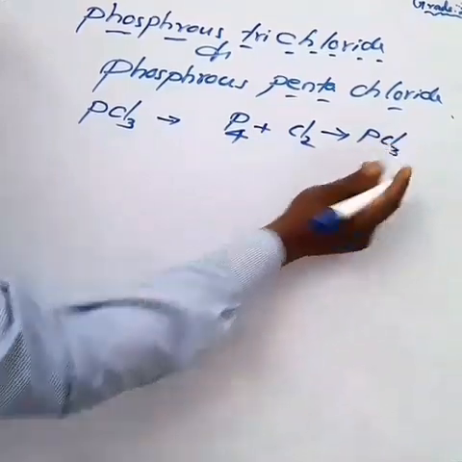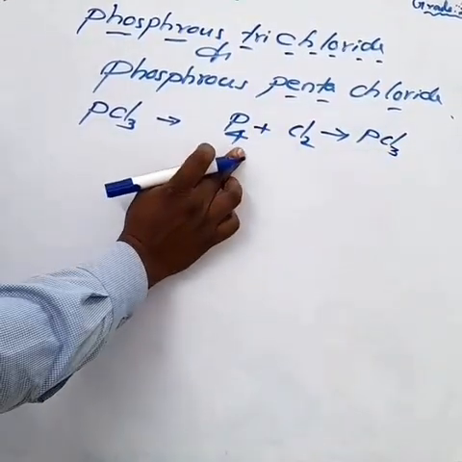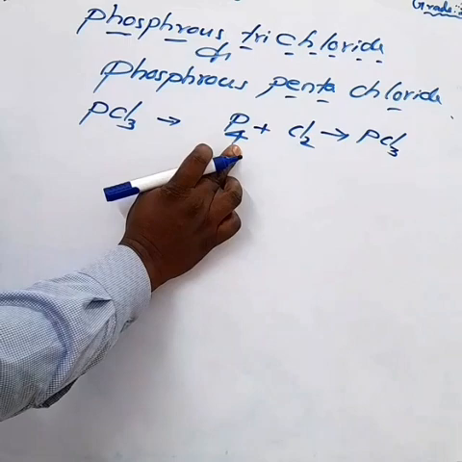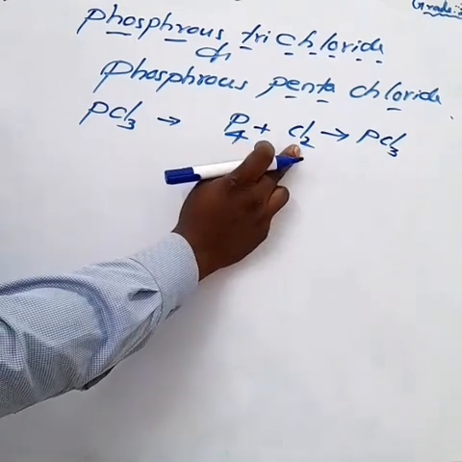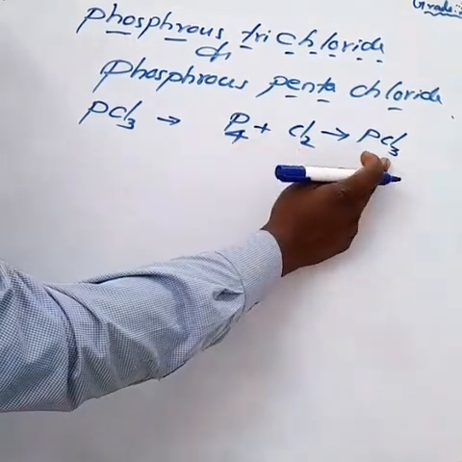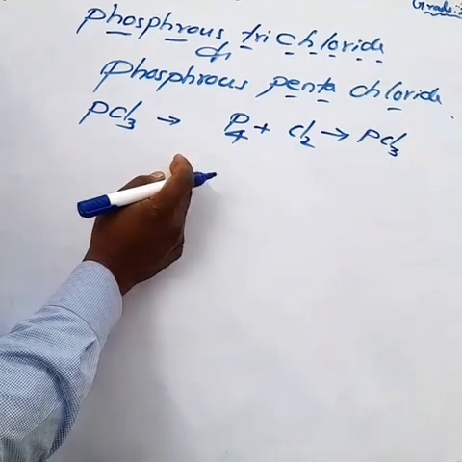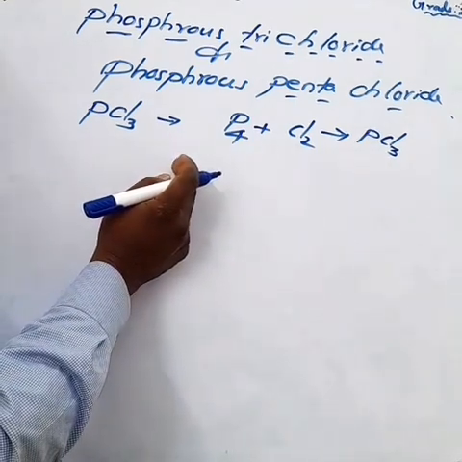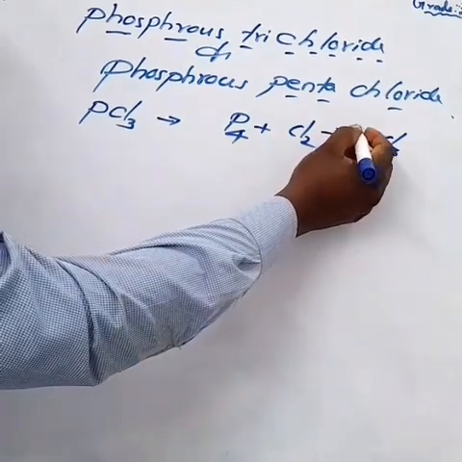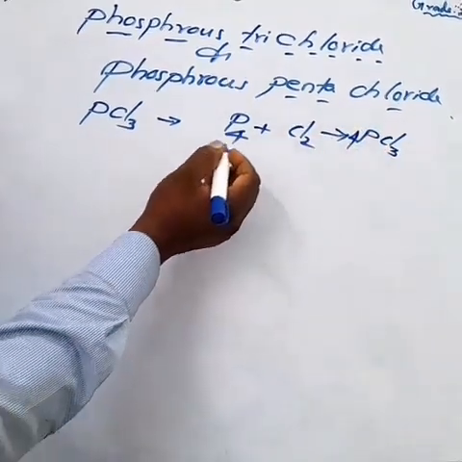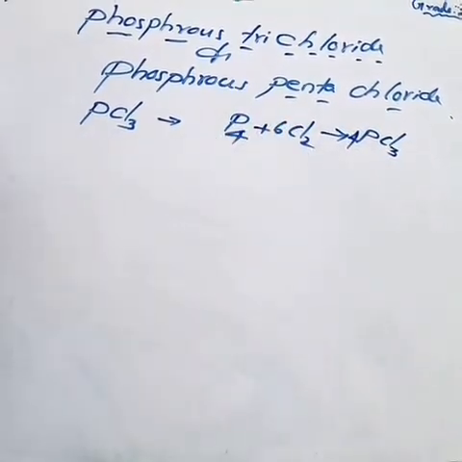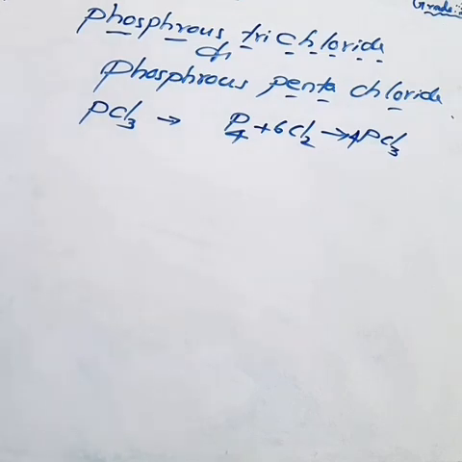How can we write the equation? White phosphorus, that is P4, plus Cl2 gives PCl3. How can you balance the equation? Here 4 phosphorus are present, so make it 4 PCl3. How much chlorine is there? 4 threes are 12 chlorine, so make it 6 Cl2. Now the equation is balanced.